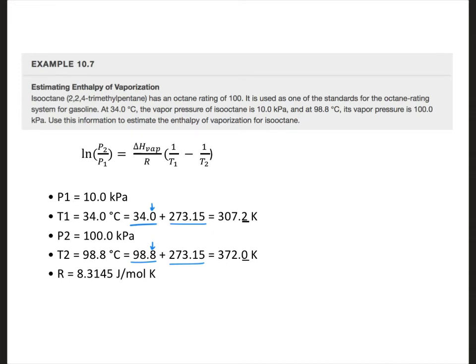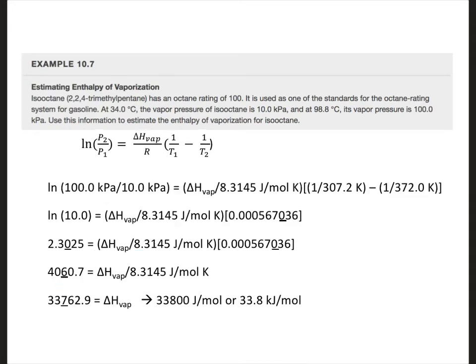So now it's just a matter of plugging that information in, remembering that there's only one specific value for R that we want to use. So we're going to have the natural log of 100 divided by 10 on one side. We're solving for the heat of vaporization, so we're just going to leave that as an x or a variable. We're going to divide the heat of vaporization by R. Can't do much with that right this second, but we can plug in values for T1 and T2 and actually get a number out. So this is 1 over T1 minus 1 over T2.